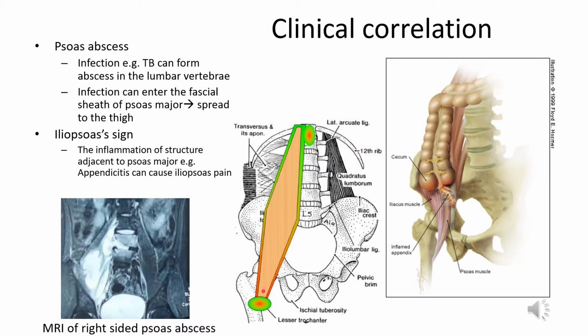The psoas muscle is situated near a number of important anatomical structures such as the vertebral bodies, abdominal aorta, sigmoid colon, appendix, hip joint, and iliac lymph nodes. Infection may spread directly between these structures and the psoas muscle. Iliopsoas sign is the terminology used to describe the iliopsoas pain due to the inflammation of structures adjacent to the psoas major.